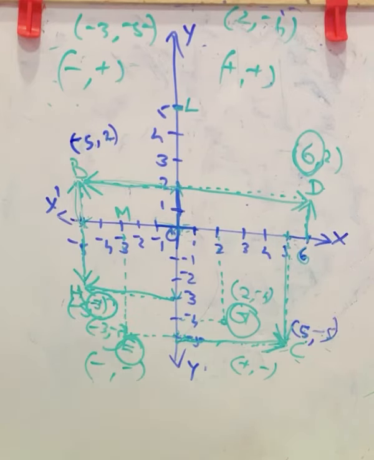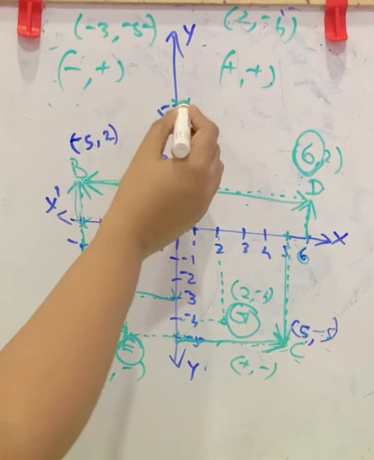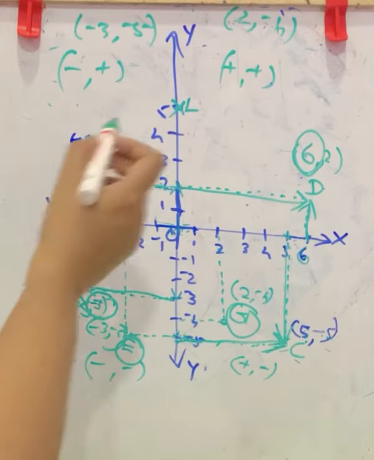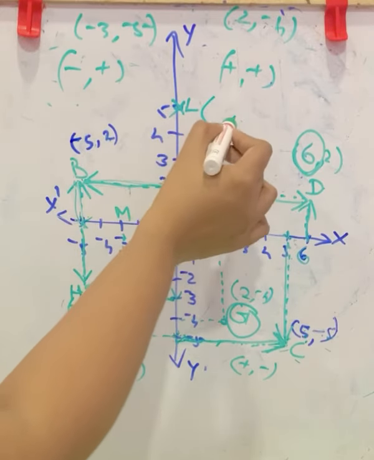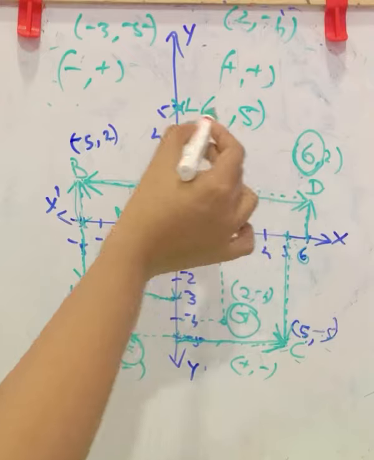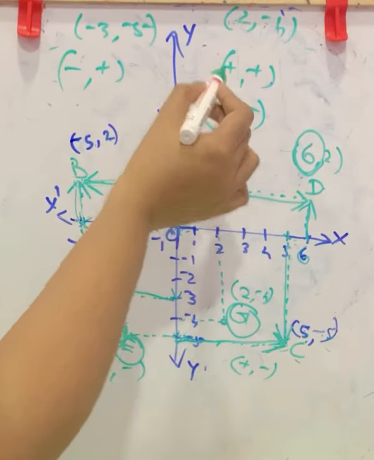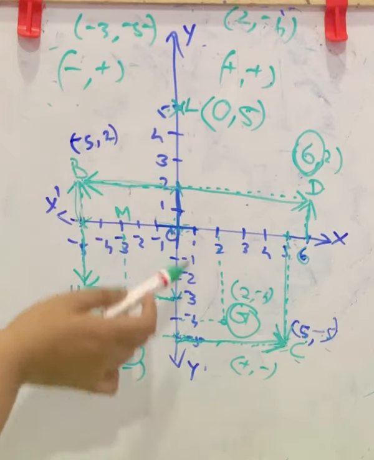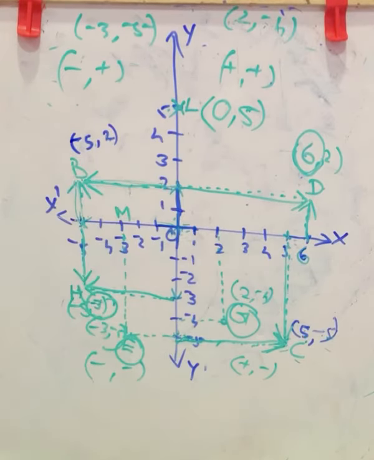Next, the coordinates of the point L. This is the point L. It is lying on the y-axis. So it has only the value of y coordinate, that is 5 here in y coordinate. X will be 0. So all the points which are lying on y-axis, their x coordinate will be 0.